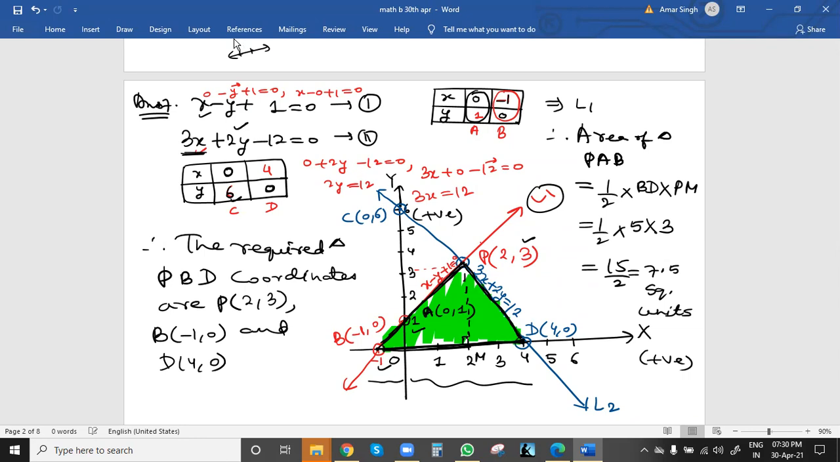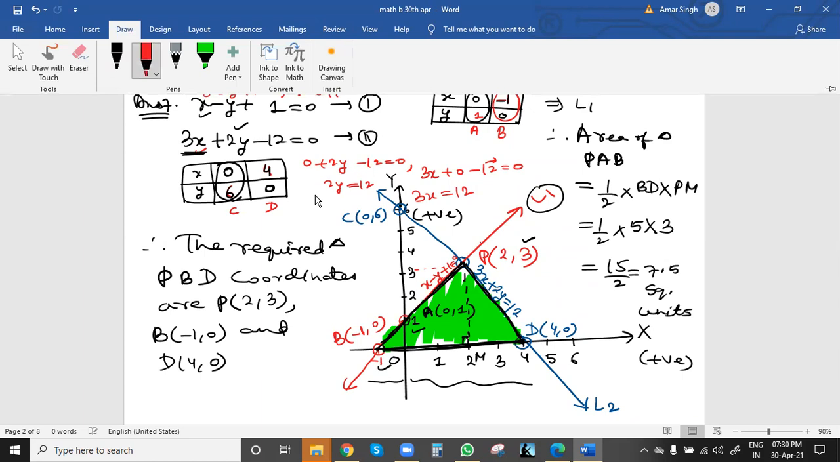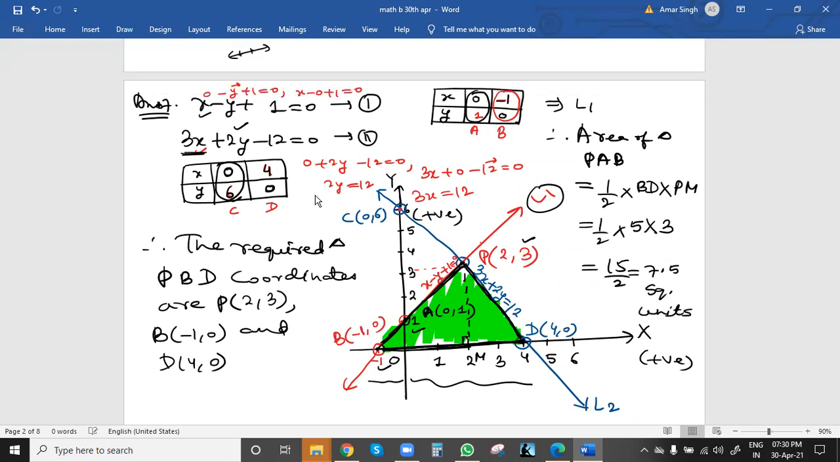So 3x equals 12, so x will be 4. We can name these 2 points C and D. C is (0, 6). First we will plot this C point. x = 0, y = 6 means on the y-axis at a distance of 6 units. So (0, 6) will be here.